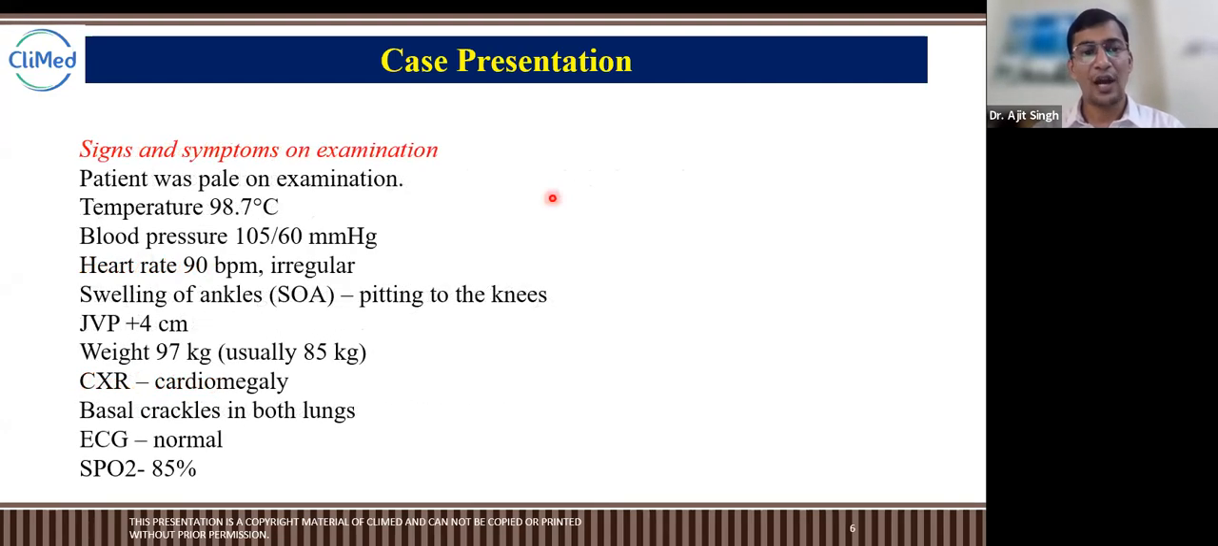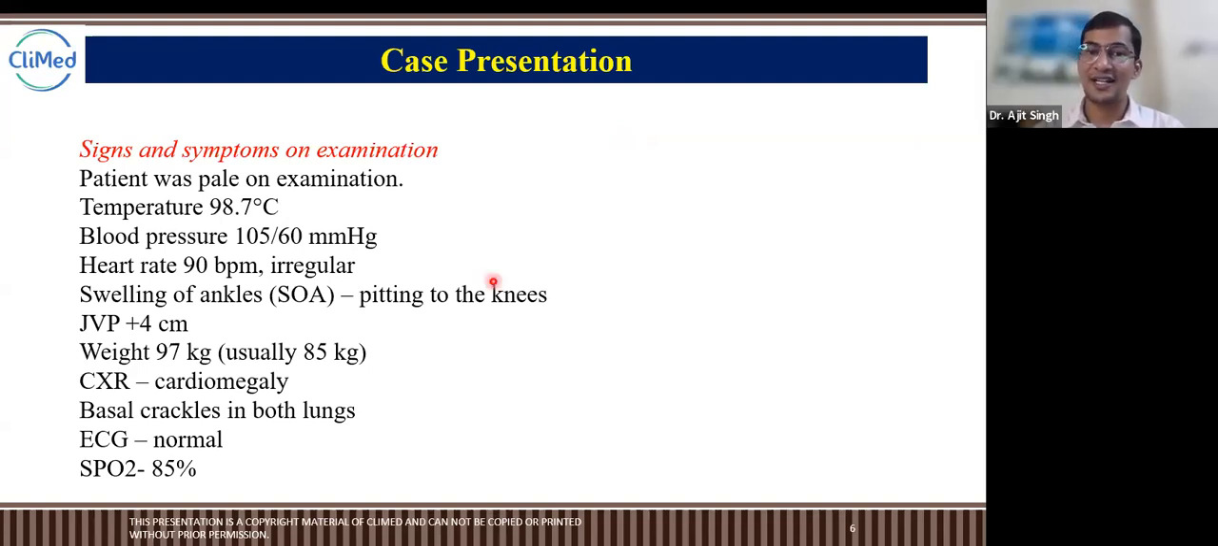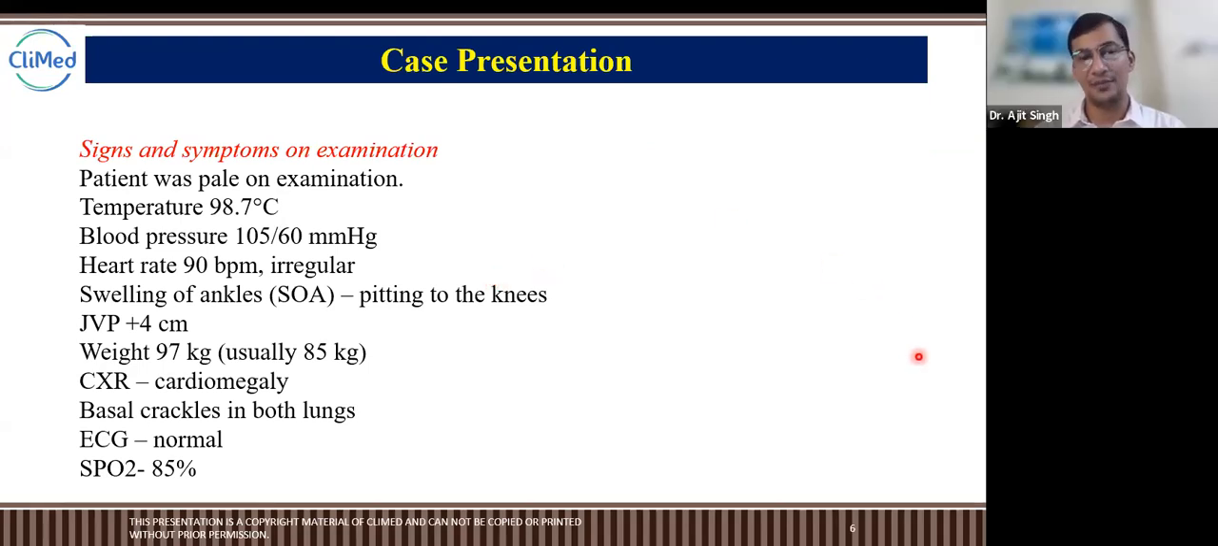Now, signs and symptoms when the doctor checked him. Signs and symptoms of examination. Patient was pale on examination. So what does it signify? Lack of blood supply, sir. Okay, and what is it also? Anemia. Exactly, this is a sign of anemia.